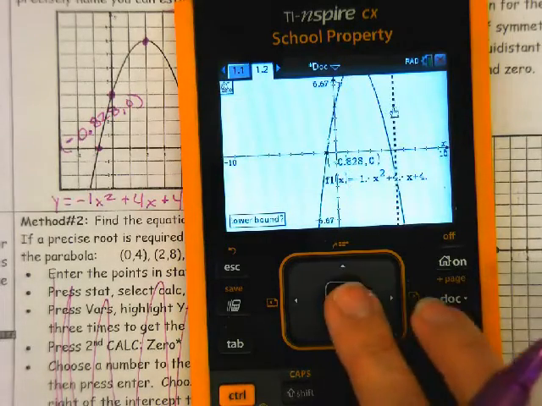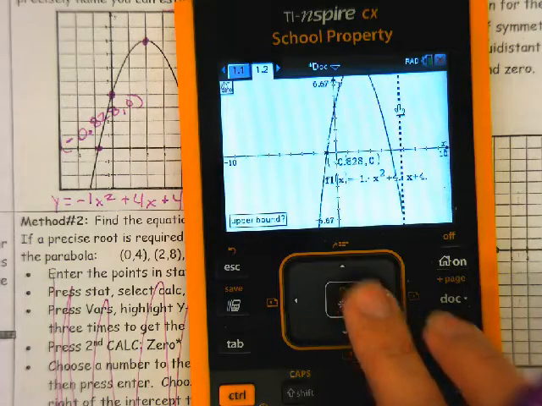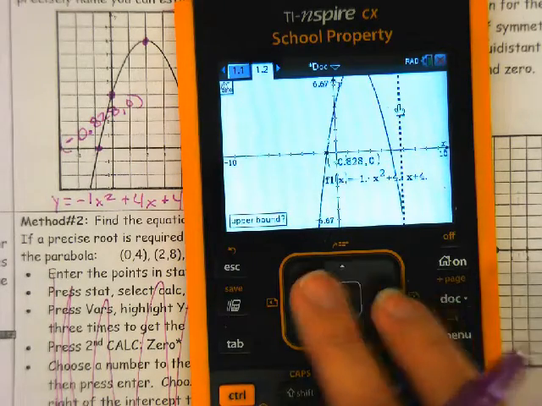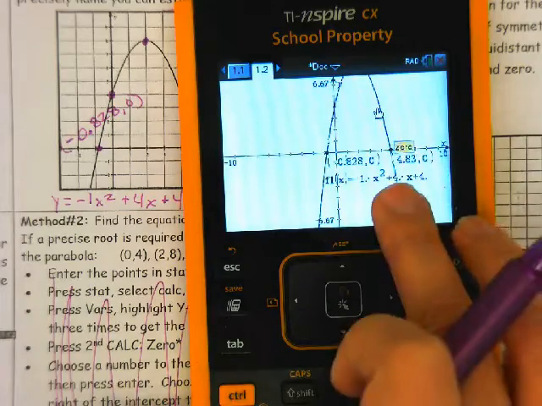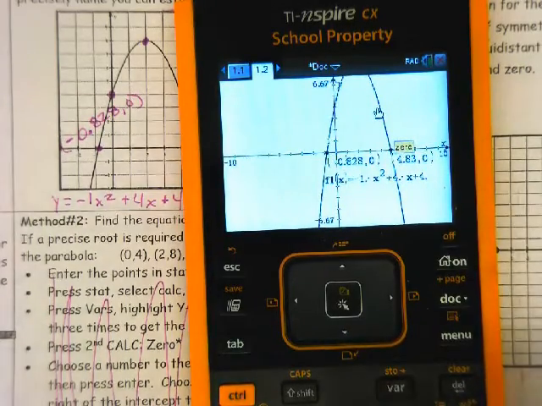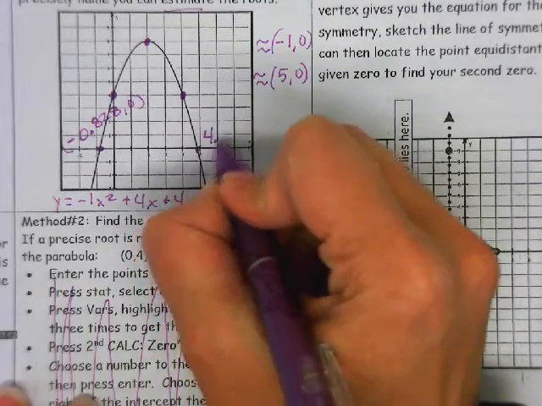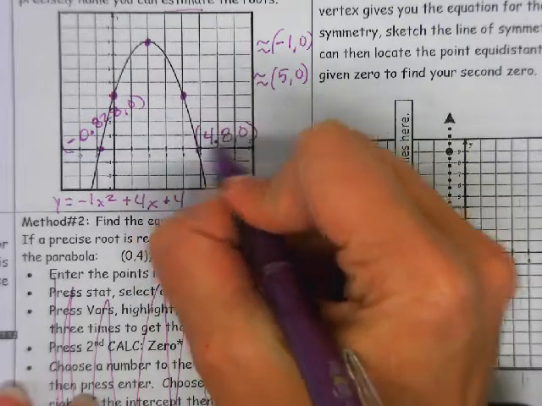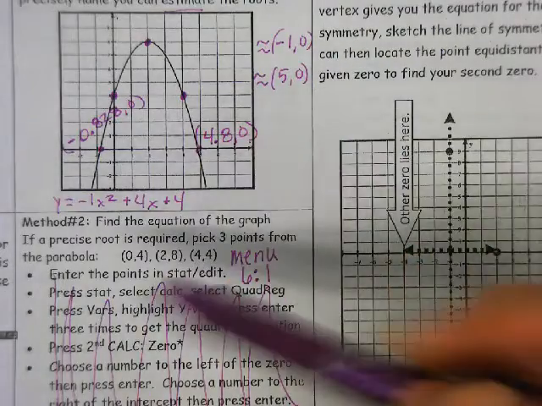Now I'm coming over here. And again, it doesn't matter if you're on the left or the right. Get where you want to be. Click that mouse pad or enter. Make sure that changed. And this one is 4.83. Or you could write 4.8 if you don't want to write the whole thing. That's not as bad. And there are more exact roots. And you can see those are very close to what we've estimated.